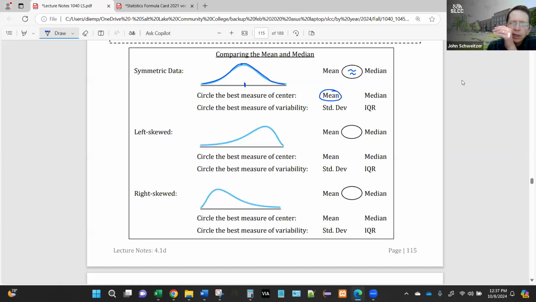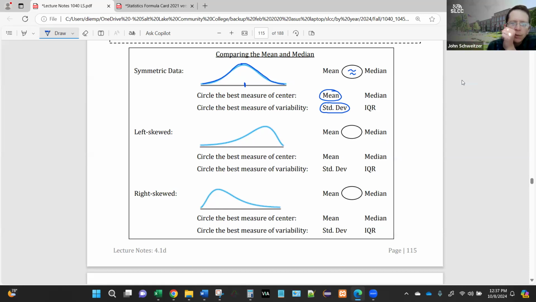How would we measure variability? Same kind of thing. If there's no skew, then we'll go with our old friend, the standard deviation, that distance from center to inflection point. IQR is fine, but most of you probably hadn't heard of IQR before this semester. It's just not as commonly used as standard deviation.